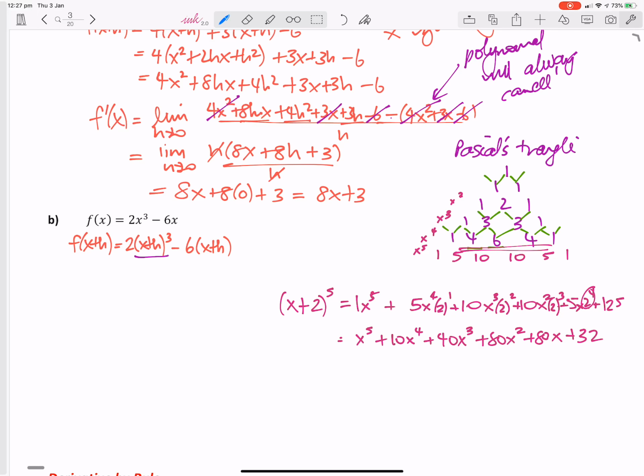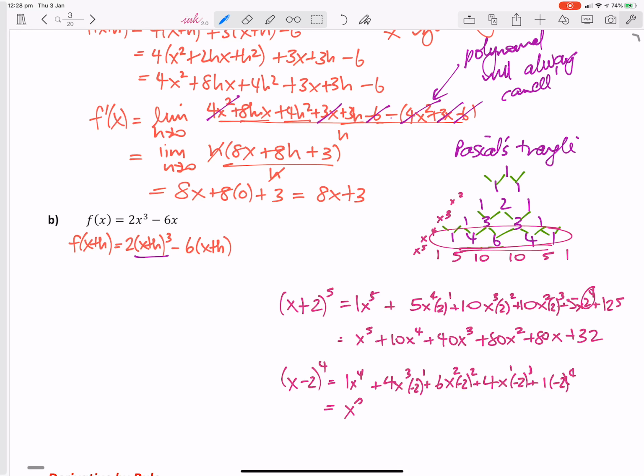Now, someone said to me, what about if I have a negative? What about if I had, say, x minus 2 to the power of 4? So it works on the same principle. Go to the fourth level. 1, 4, 6, 4, 1, x to the 4, x cubed, x squared, x to the 1. Then I have negative 2 to the 0, negative 2 to the 1, negative 2 to the 2, negative 2 to the 3, negative 2 to the 4, plus, plus, plus, plus.